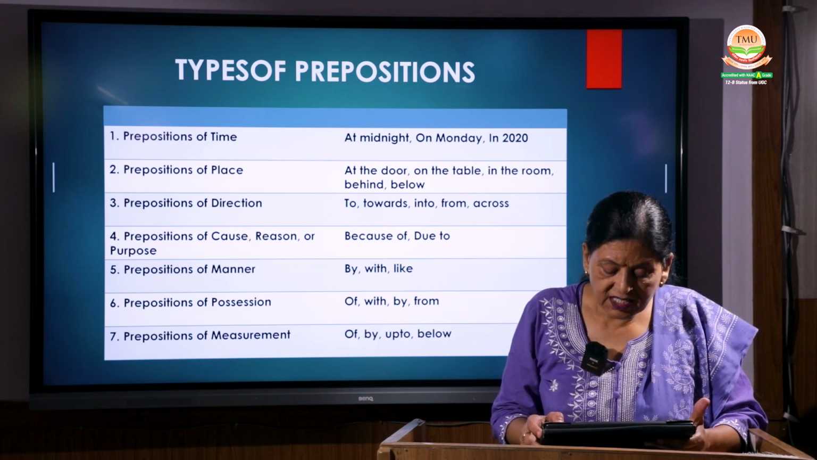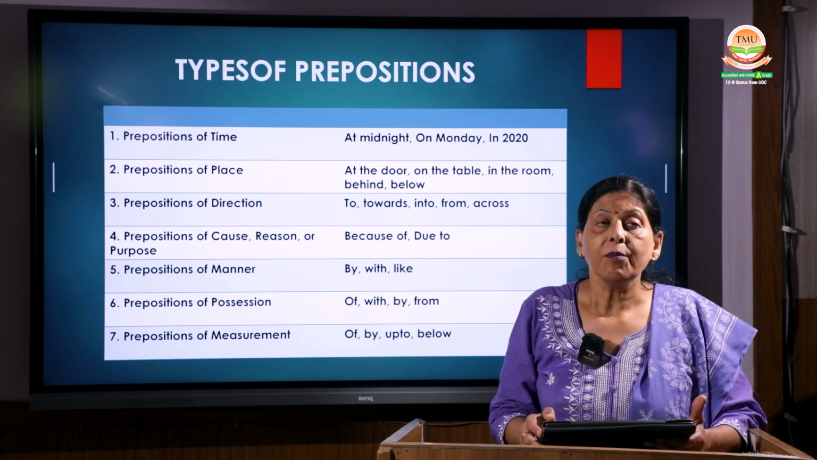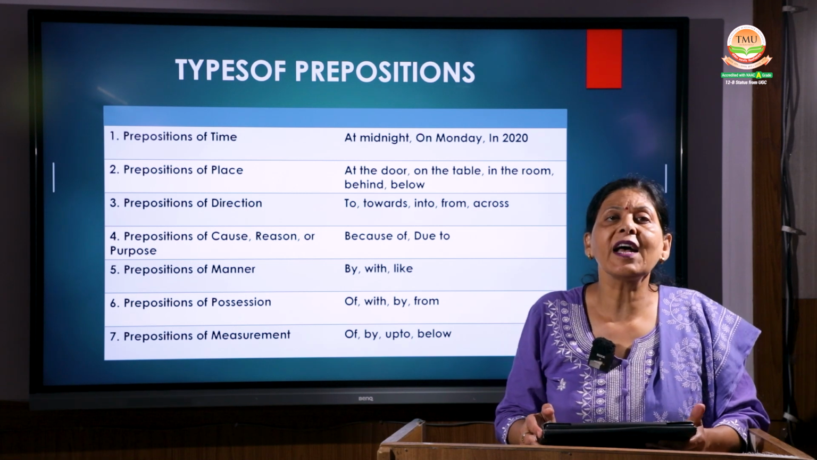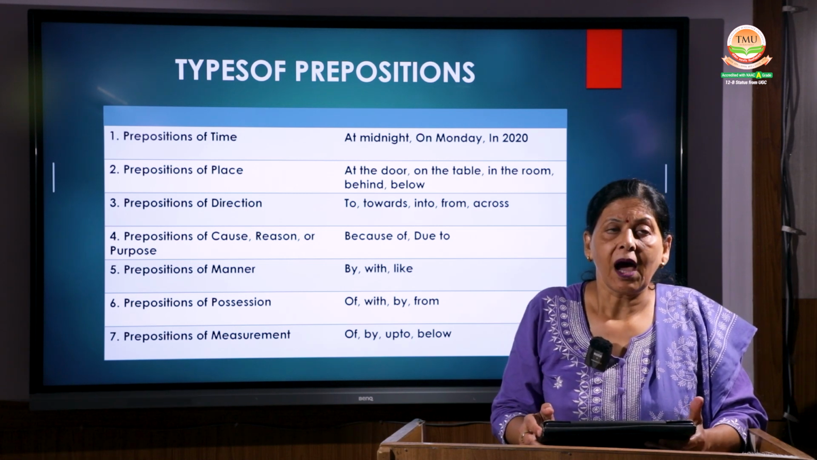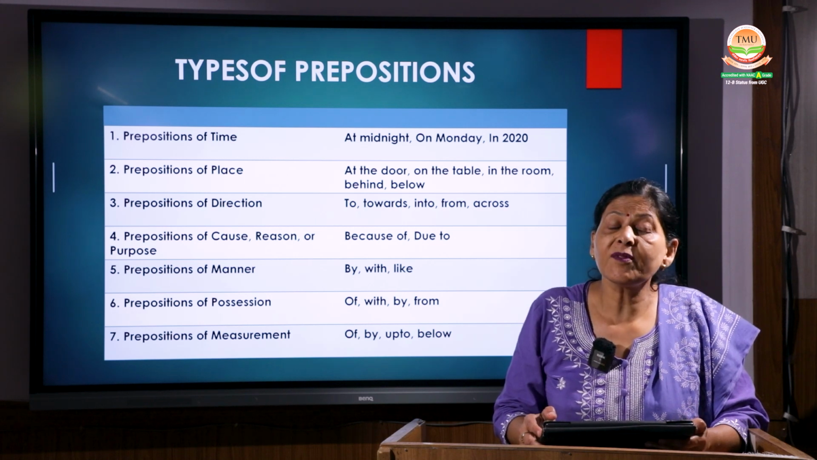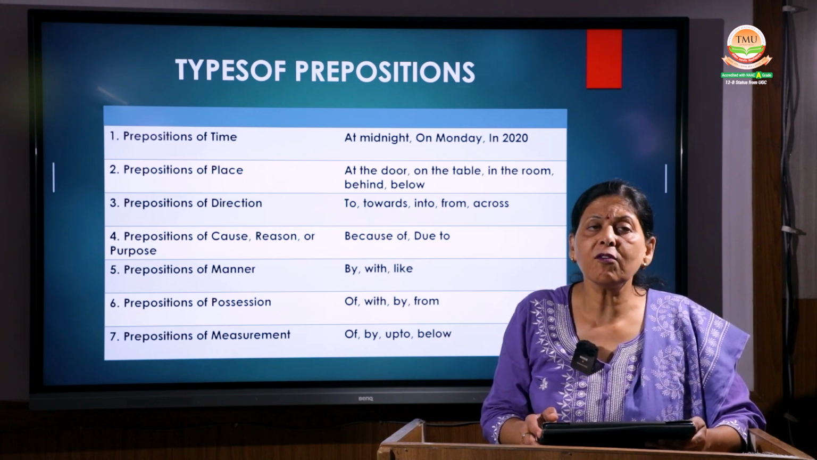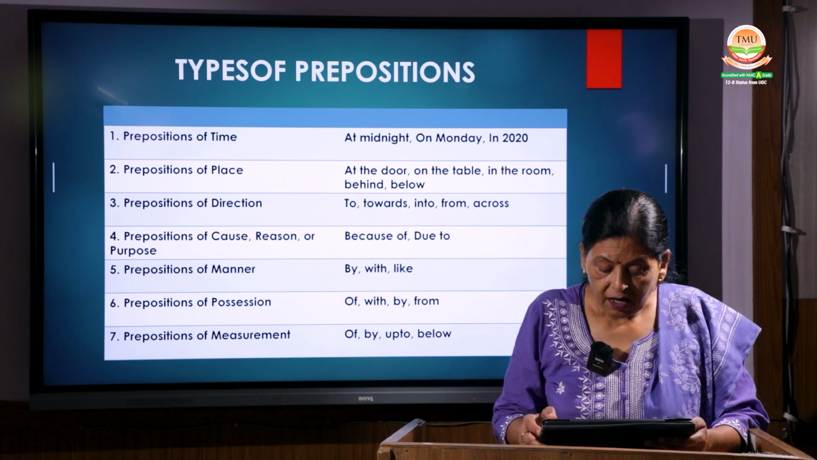Then the next one is preposition of manner. Preposition of manner means by, with, like. Means in which, how the work has been done. I went to the market with my friend. How did I go to the market? Me, market. How did I go to the market? With my friend. Then like.